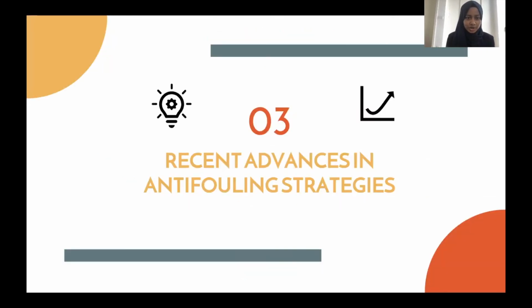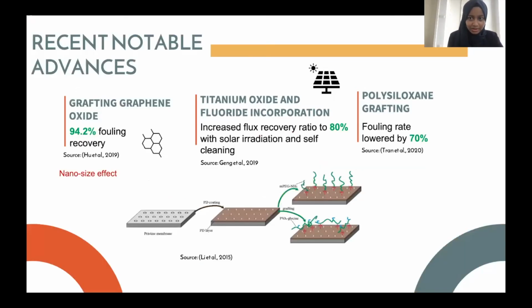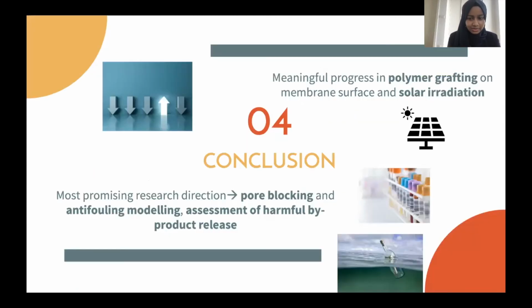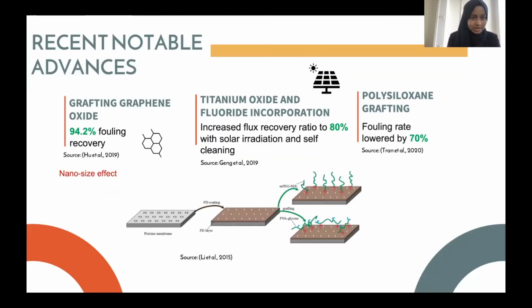So basically, I'm going to talk now about some recent notable advances in antifouling strategies. I have gone through a lot of works, and three of these works stood out the most. First is grafting graphene oxide. Graphene oxide forms a nanosheet in a hexagonal shape, and it has a nanosize effect because of its small size and flexibility. It was an amazing work where 94.2% fouling recovery was achieved. It was worth exploring more, and it is actually opening new insights into graphene oxide and antifouling.